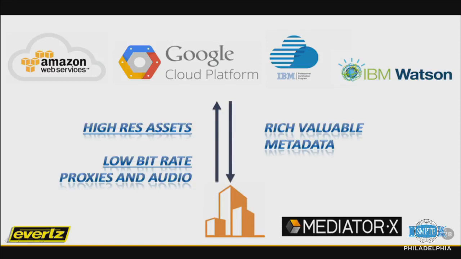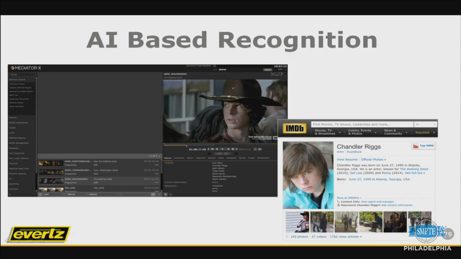Here's an example. This is just facial recognition. It's Chandler Riggs, and it's been returned by the artificial intelligence that that's who it is, but it's now been linked to the IMDb database to pull biographical information about the actor into your database.